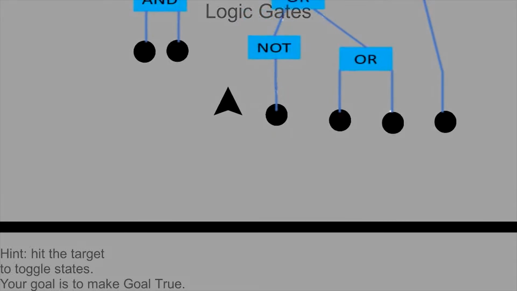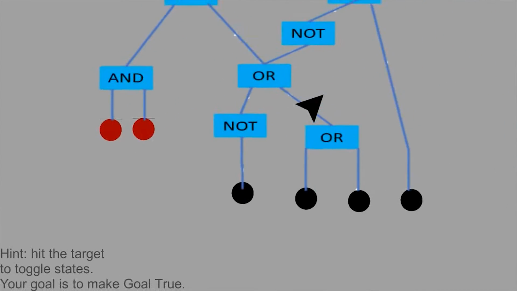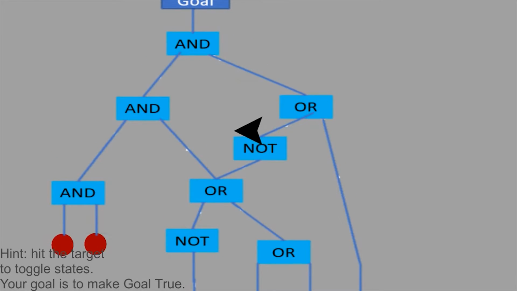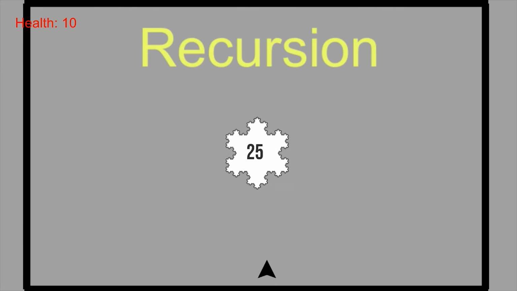The third level teaches the player about logic gates and conditional statements. The player has to figure out a combination that will unlock the next level by thinking about the circuit diagram logically. The final level is named Recursion.